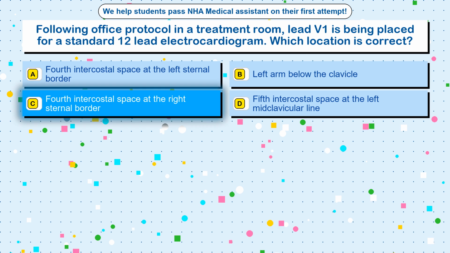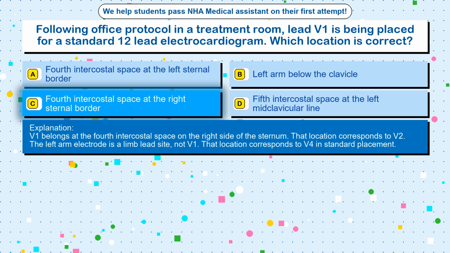The correct answer is option C, fourth intercostal space at the right sternal border. V1 belongs at the fourth intercostal space on the right side of the sternum. That location corresponds to V2. The left arm electrode is a limb lead site, not V1. That location corresponds to V4 in standard placement.